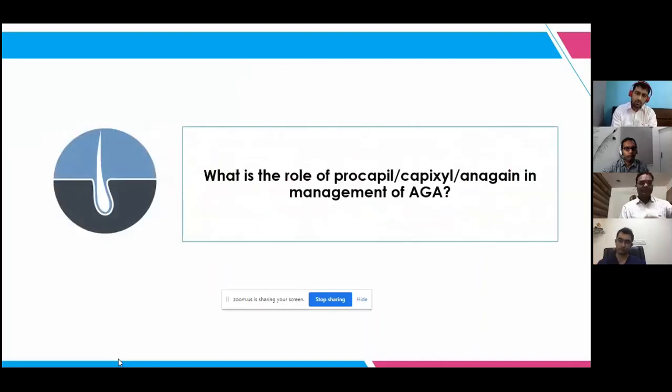Next question goes to Dr. Mehta. What is the role of Procapil, Capixyl, and Anagain in the management of AGA? What are these? These are also peptides.